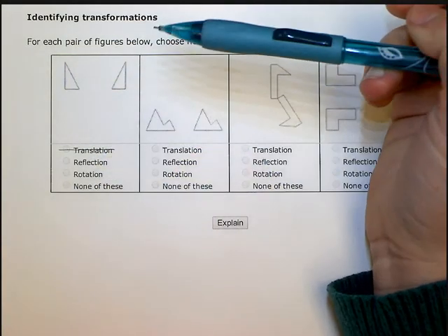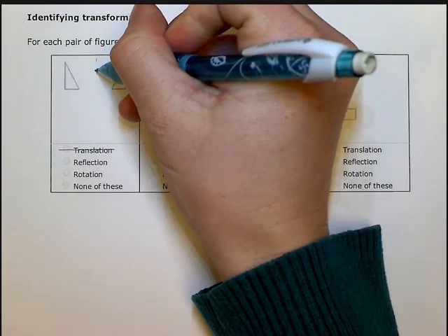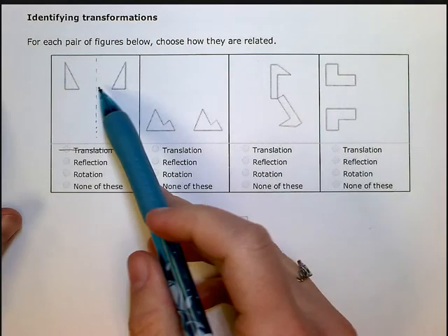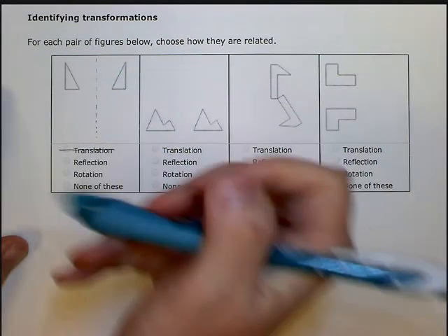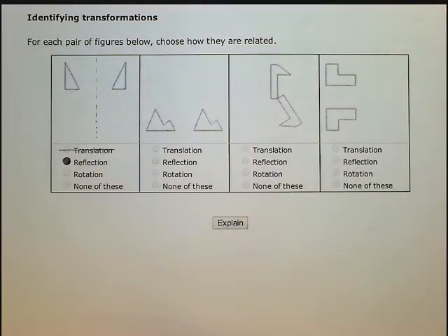Now, if you want to use your tracing paper to try to figure this out, you can. Otherwise, you can think about folding it along a line right here, in which case, if I folded it right there, this triangle would land exactly on this one. So I'm going to go ahead and say this one's reflection. You can kind of just tell by looking at it.